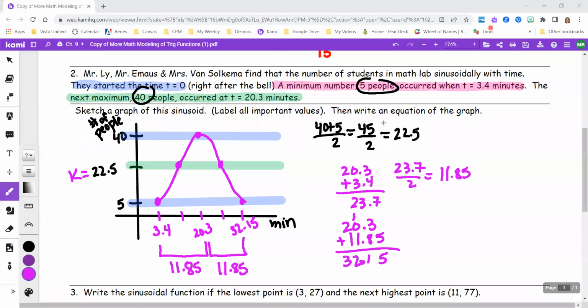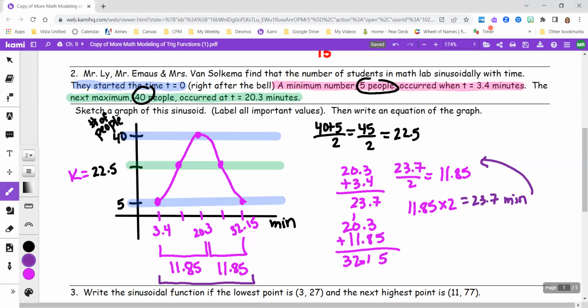And then my whole entire period, I'm going to have 11.85 basically times 2. That'll be the length over here. 11.85 times 2, that's that length. And I end up getting 23.7 minutes, which we kind of knew from right up here. So now I need to write an equation.